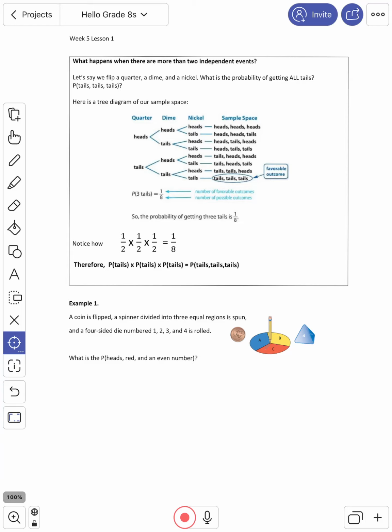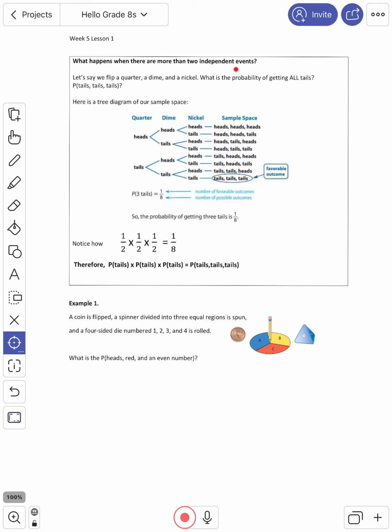Notice how to get to 1/8, we go 1/2 times 1/2 times 1/2. This 1/2 represents the probability of getting tails on the quarter. Probability of getting tails with a dime is also 1/2. Probability of getting tails with the nickel is also 1/2. When we multiply them all together, we get 1/8.